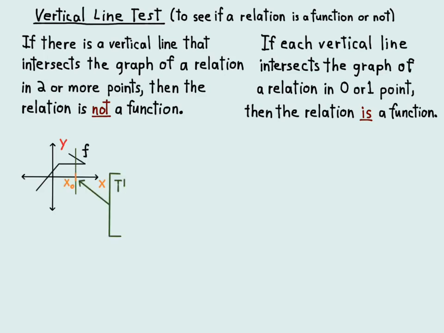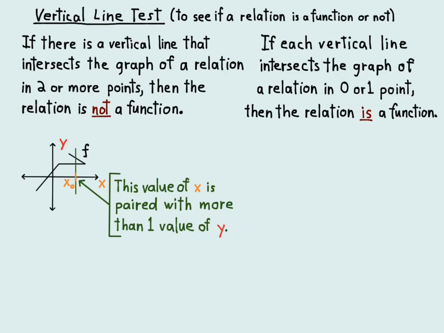So here, this f is not a function because there's a vertical line that intersects it twice. That's what this is saying here. And it works because this value of x corresponds to two different values of y, that one and that one.